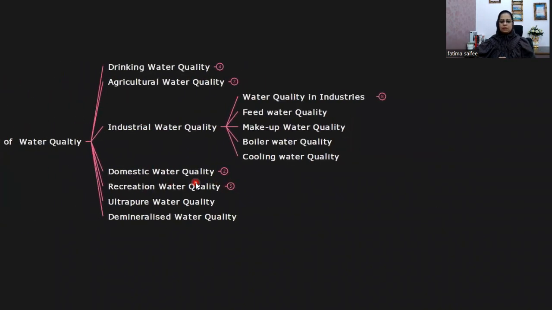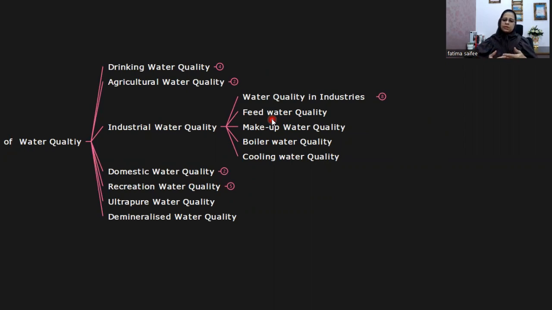Next, the feed water quality. Normally, there are feed water quality, makeup water quality, boiler water quality, and cooling water quality. These are the four different types. Feed water means something which you are feeding for some purpose. That is actually the source water. And makeup water quality is just to make up the water, that means to maintain the level of water from other water.